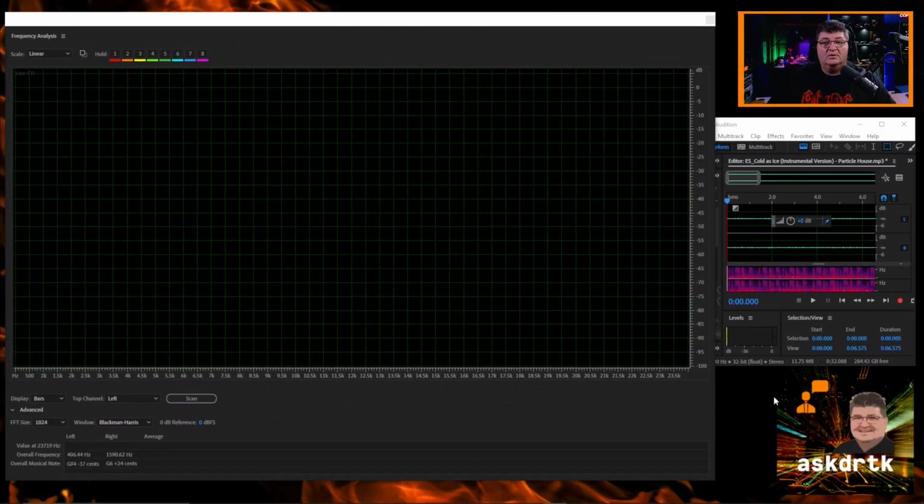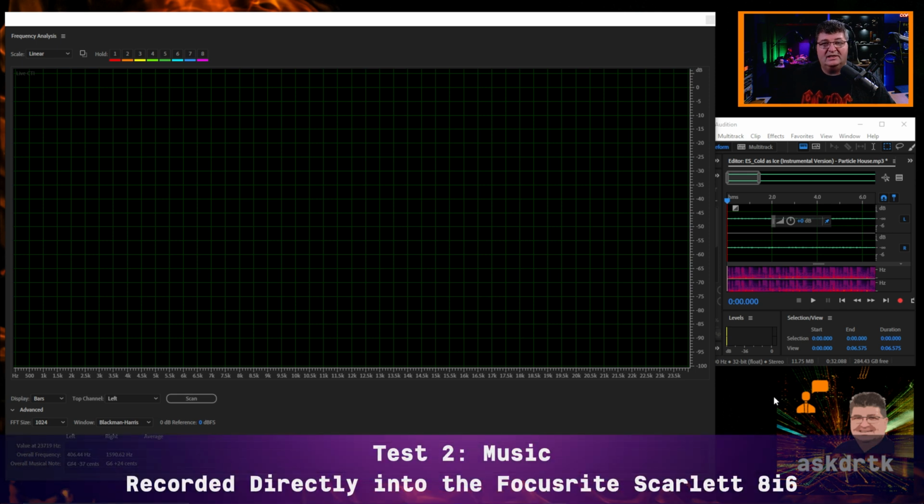For the second test, we'll compare original music recorded through the Scarlett 8i6 against the music played through the HD200 Pros recorded on the AKG-P170. So first, let's take a look at the frequency response of the original music.